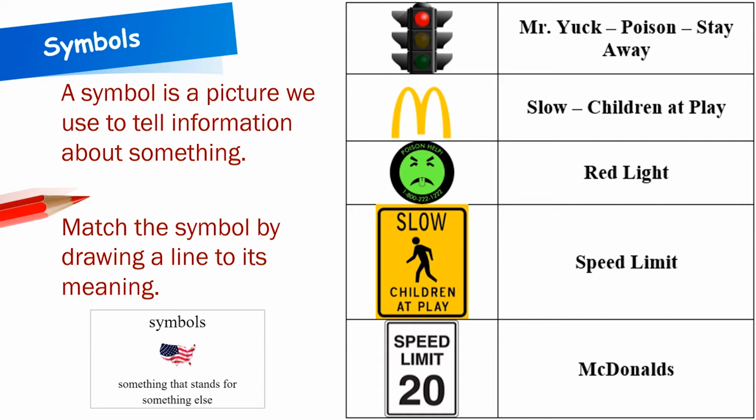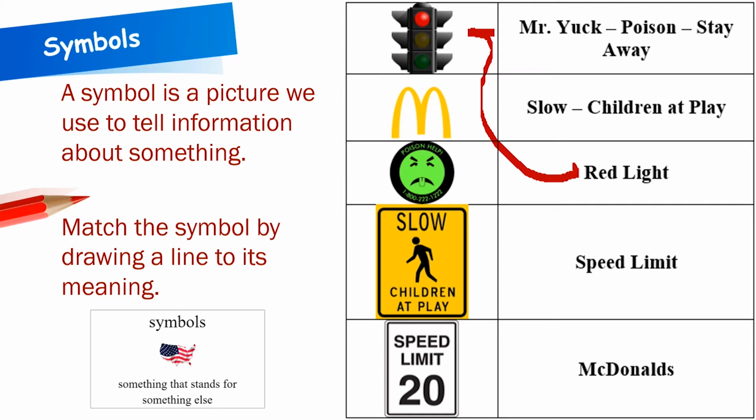Let's get started by looking at this first symbol, right up here at the top. It looks like a red light. Have you ever seen one of those before? I bet most of us have. Whenever I'm driving, we always have to do what at a red light? That's right, we have to stop. So we need to draw a line from the picture of the red light to the word red light.